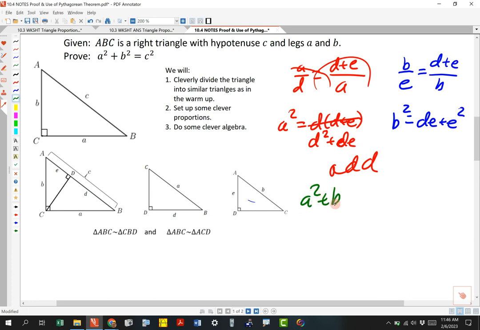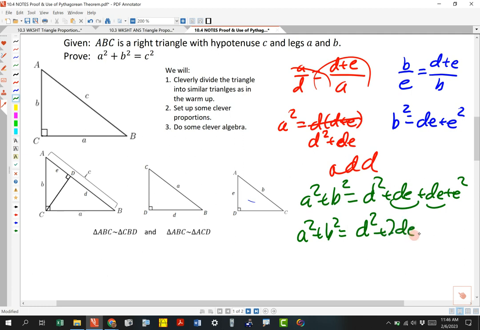We get A squared plus B squared on this side. And on the other side, we get D squared plus DE plus DE plus E squared. Ooh, and it's the one thingy that equals C. So we've got A squared plus B squared equals D squared plus 2DE plus E squared. Now, haven't you seen something like this up above? That would be D plus E quantity squared. So A squared plus B squared equals D plus E quantity squared.